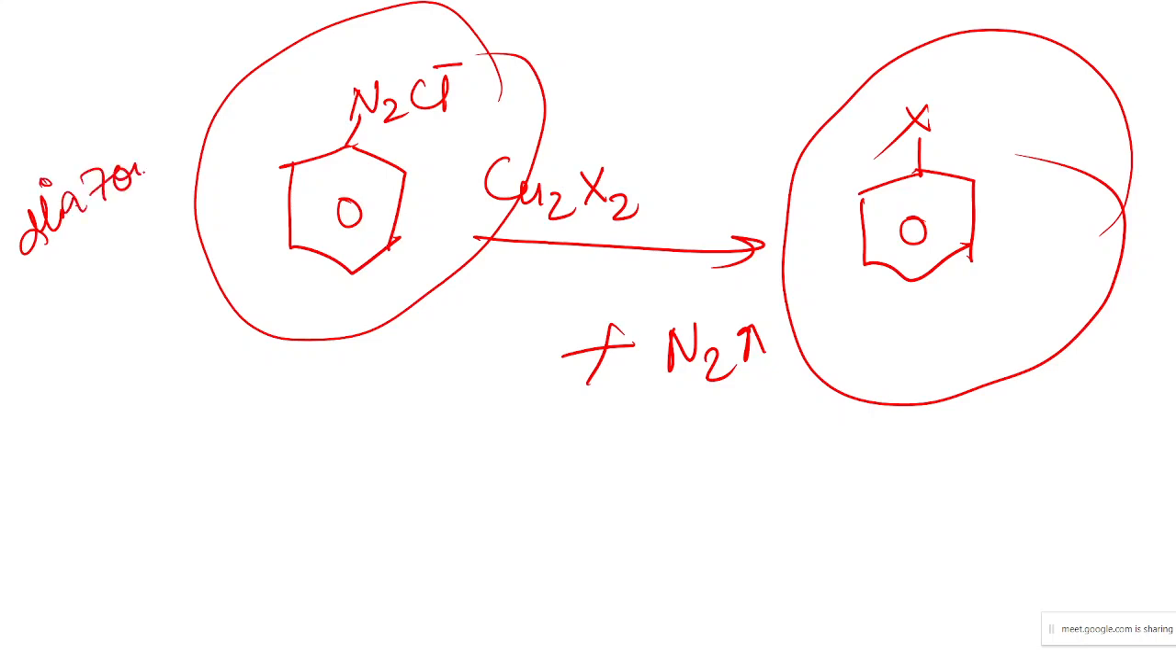So now if you are asked the uses of diazonium salt, the uses are that they are used in dyes, and they are used as a precursor of many reactions, means many compounds are synthesized using these diazonium salts.